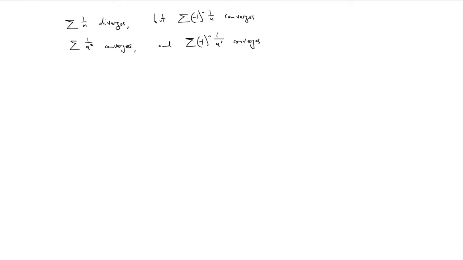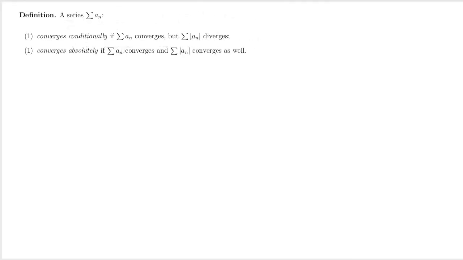And so it would be nice to have some sort of terminology, some sort of way to make a distinction between alternating series that converge only because they're alternating and alternating series that would converge whether or not they were alternating. And no surprise, we do have such terminology. We say that a series converges conditionally if the series converges, but the sum of the absolute value of the terms diverges, meaning if you turned all the terms positive, the series would diverge.